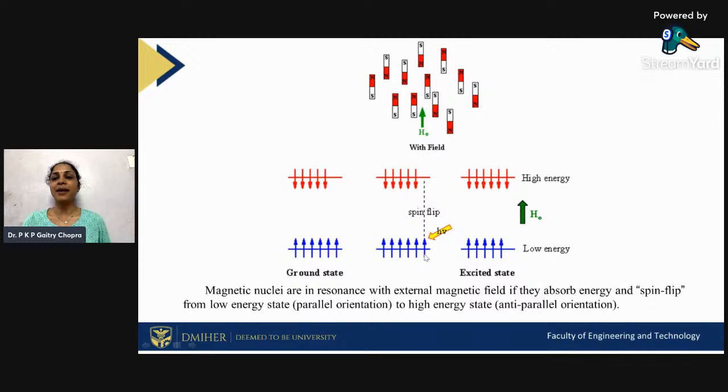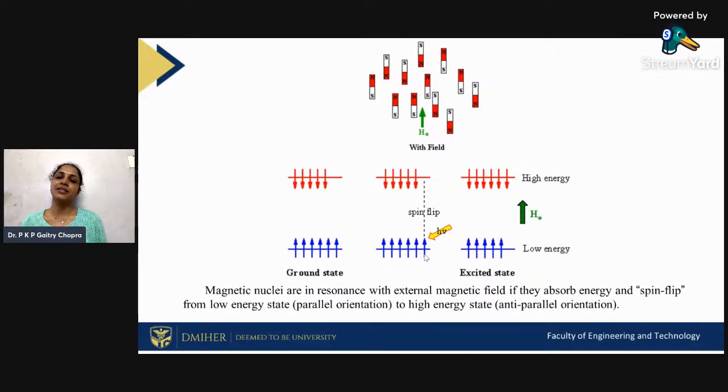As I've already said, the magnetic nucleus is said to be in resonance with the external magnetic field if it absorbs energy and goes to a higher energy level. It not just goes, but it goes with a spin flip. If it goes with a spin flip, it is in the higher energy level. Otherwise, if it remains parallel, it is in the lower energy state. Earlier there were 6 nuclei in the lower energy state, or the ground state. One of them flipped and went to the higher energy state, so the population in the lower energy state has reduced. Now 6 are in the higher energy state and 5 are in the lower energy state.